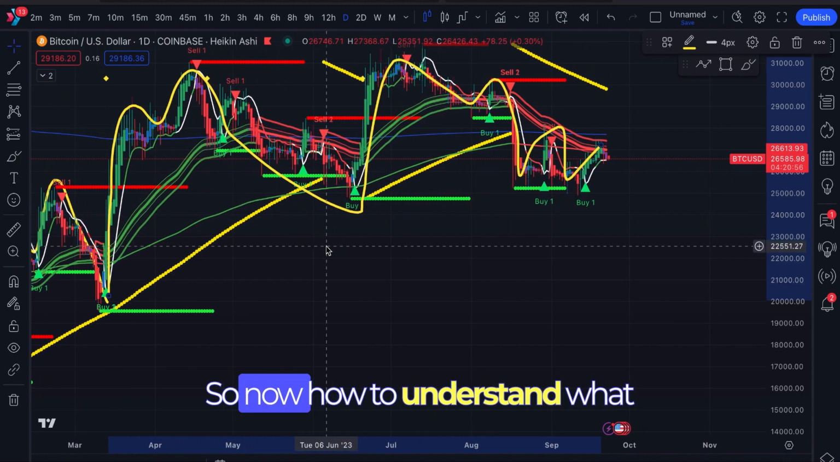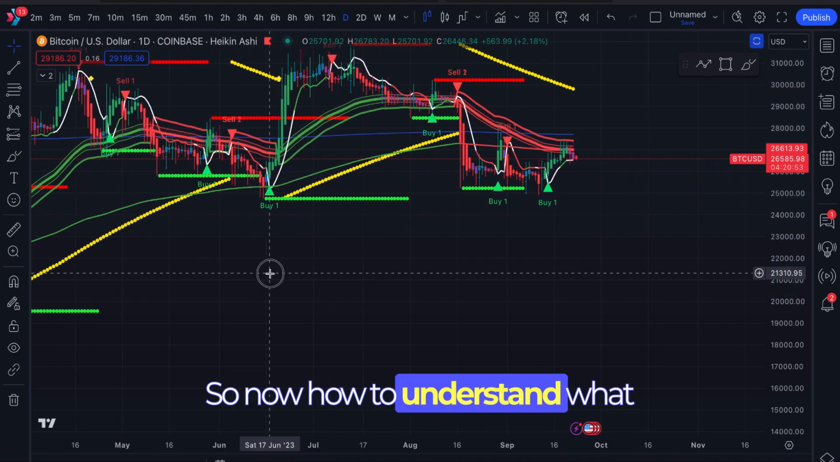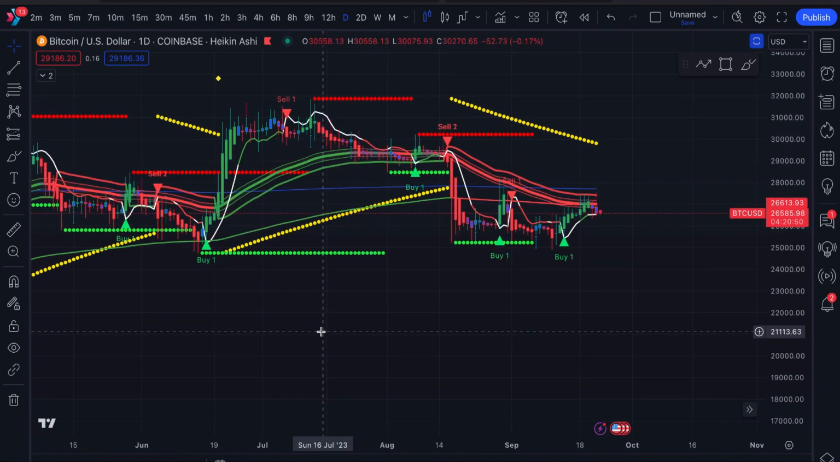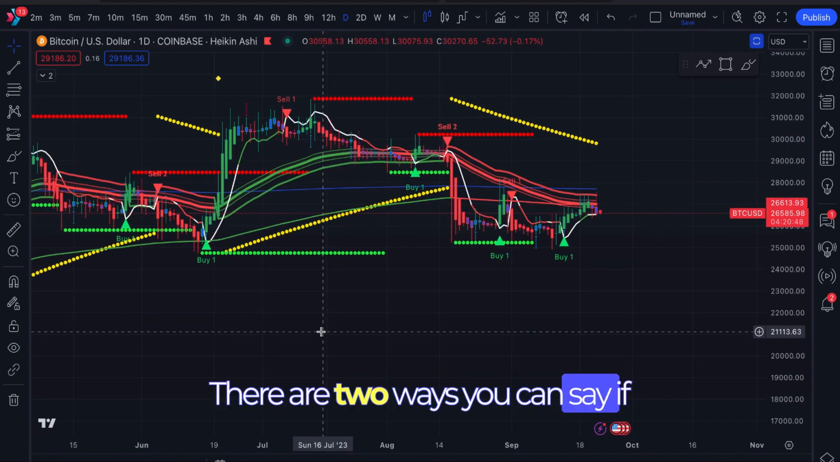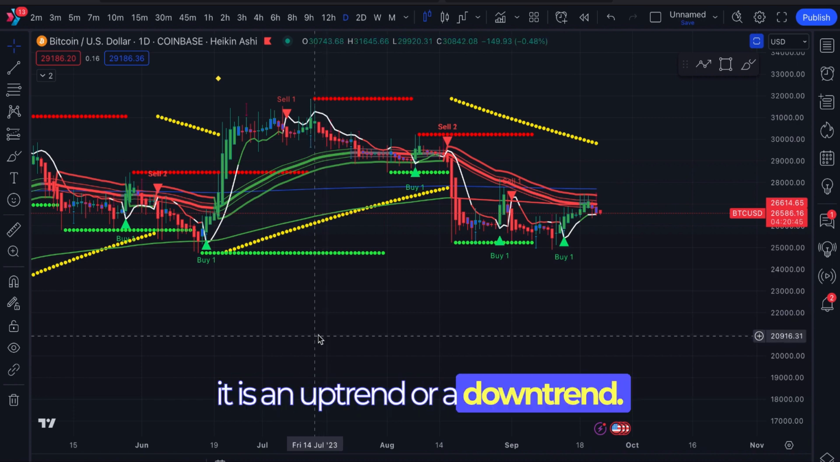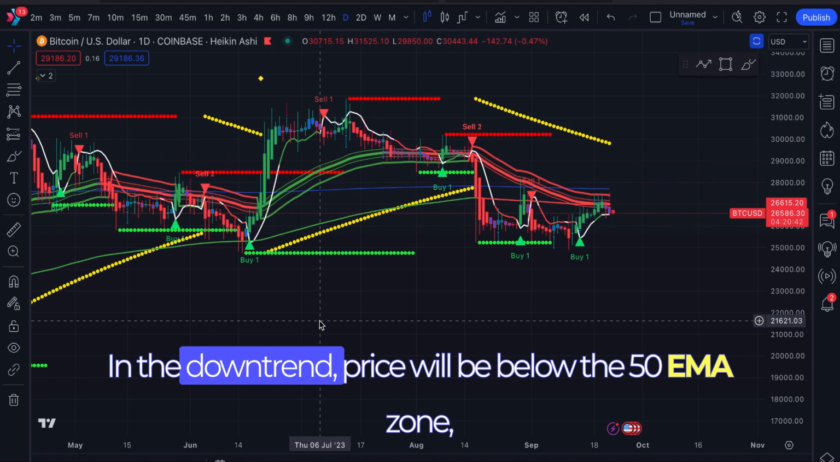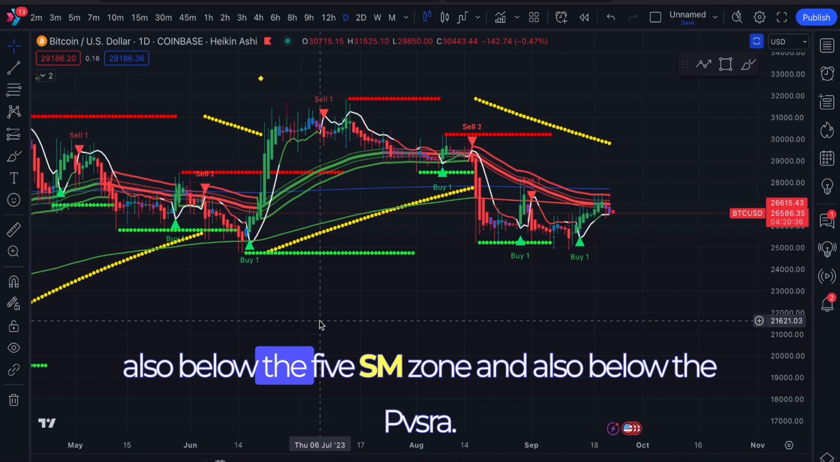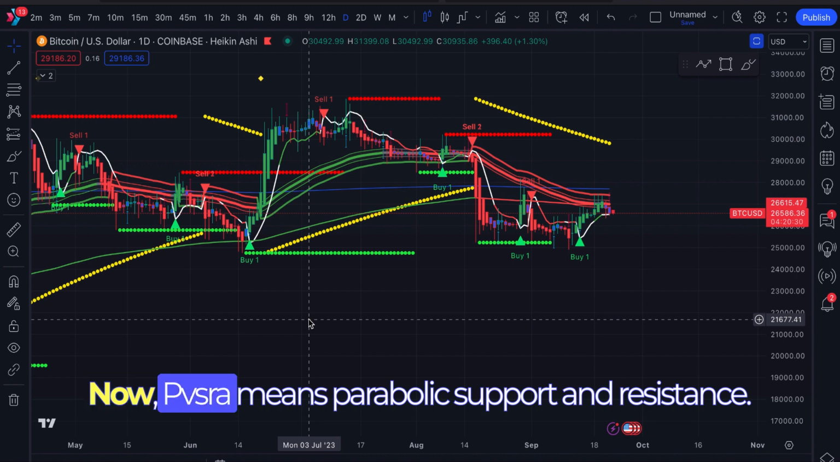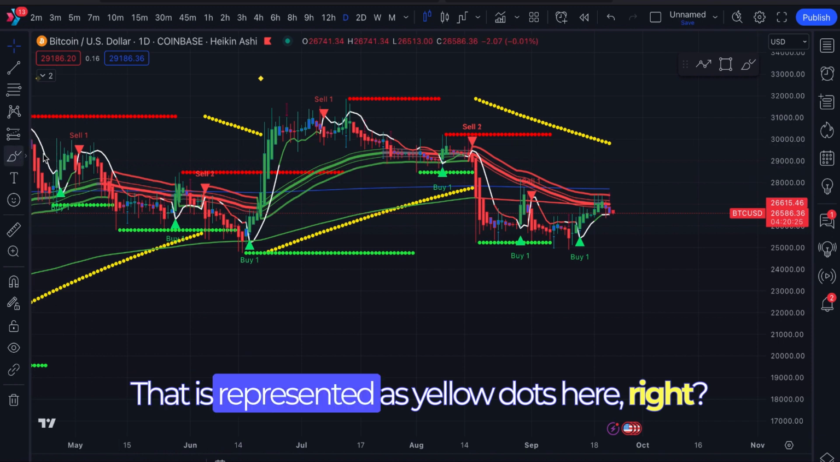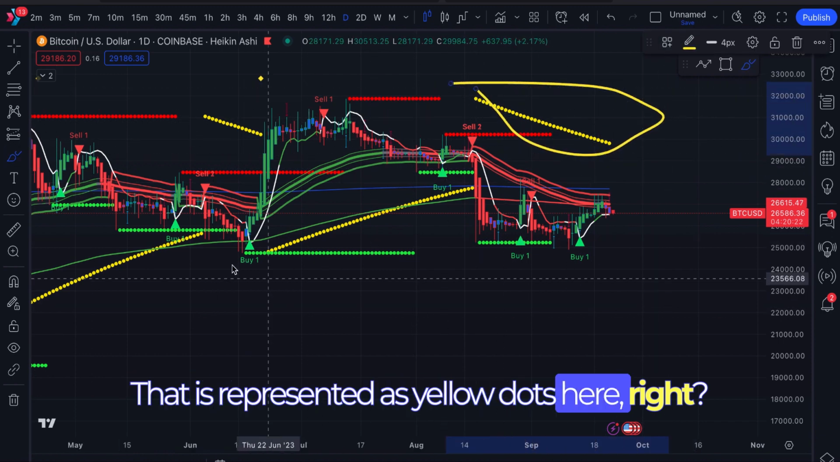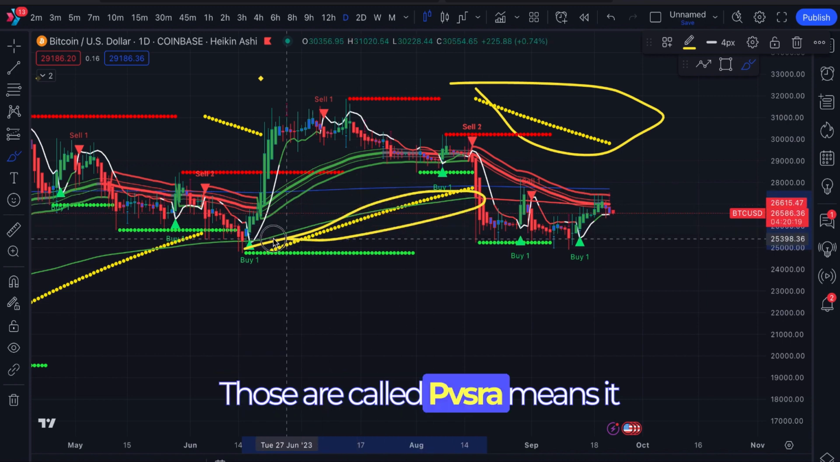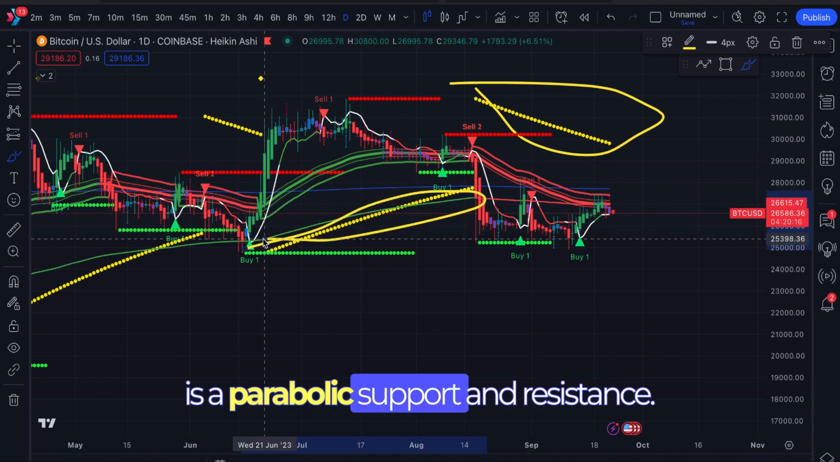So now, how to understand what the current trend is? There are two ways you can say if it is an uptrend or a downtrend. In the downtrend, price will be below the 50 EMA zone, also below the 5 SMA line, and also below the PVSRA. Now PVSRA means parabolic support and resistance, that is represented as yellow dots here, right? Those are called PVSRA, meaning parabolic support and resistance.